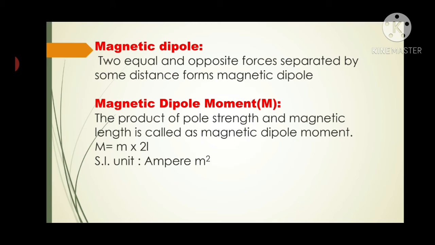Now what is magnetic dipole moment? It is denoted by capital M. The product of pole strength and magnetic length is called the magnetic dipole moment. What is the formula for this? Capital M is equal to small m into 2L. 2L is the magnetic length and small m represents the pole strength. It may be plus or minus depending upon the poles. The SI unit for magnetic dipole moment is ampere meter square.